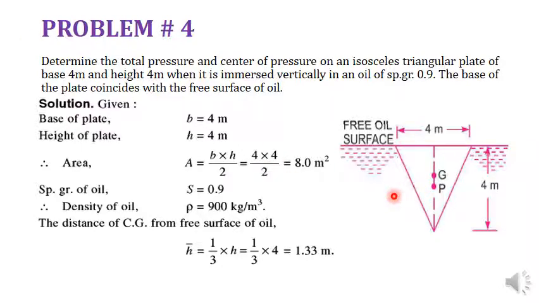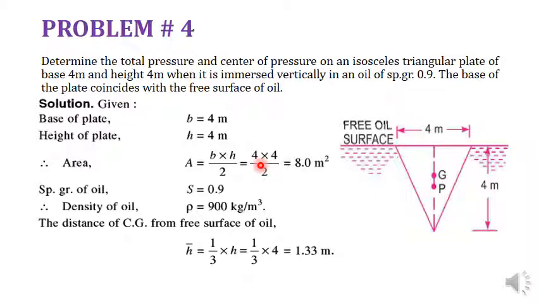So if we talk about the schematic diagram, then the free oil surface has contact with the base of this isosceles triangle. This base has a dimension of 4 meters and the vertical dimension, meaning the perpendicular of this triangle, is 4 meters. You can mark your center of gravity as capital G and the center of pressure as capital P, and the center of pressure is below the center of gravity.